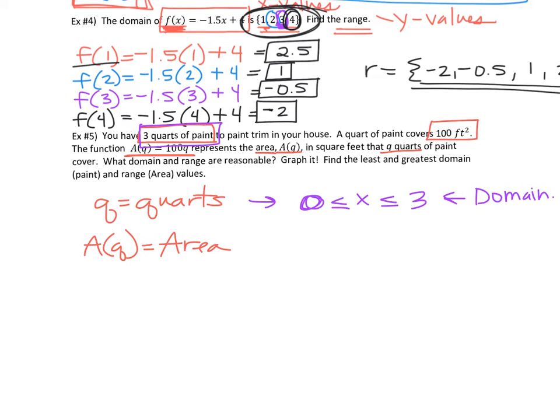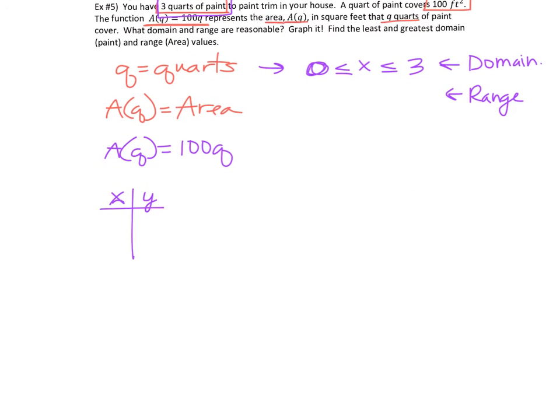The range. Okay, for your range here, you have to figure out what can your y values be. Now, they gave you this function. A of q equals 100 q. Your domain, we just said, is between 0 and 3. Okay? So if I plug in 0, what do I get for my y? 0. You get 0, right? If I plug in a of 0 equals 100 times 0, 100 times 0 is 0. Okay? If I plug in 3, the high end, what would I get?